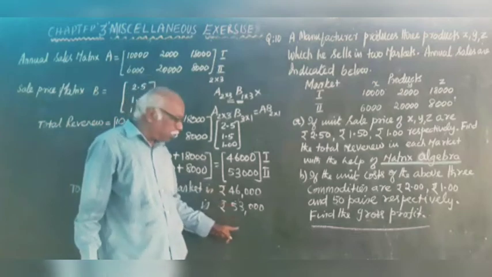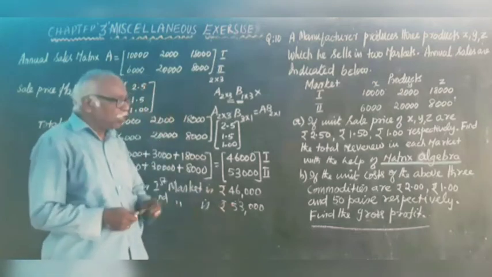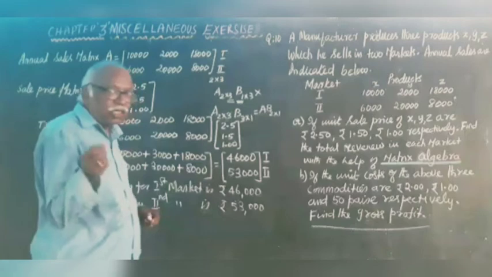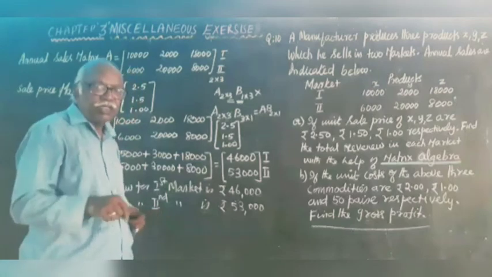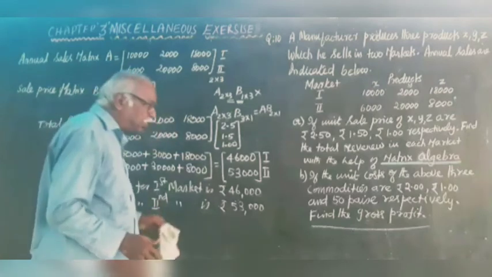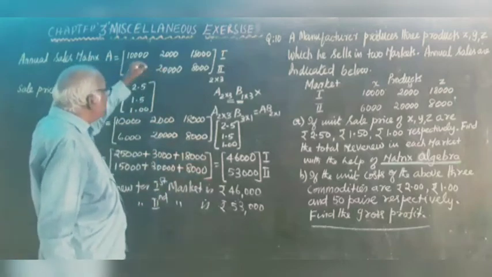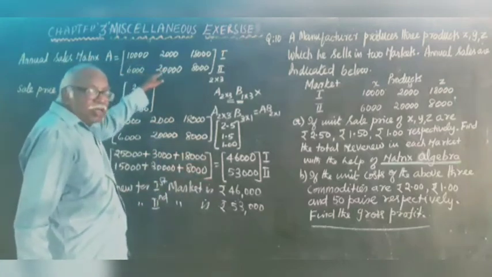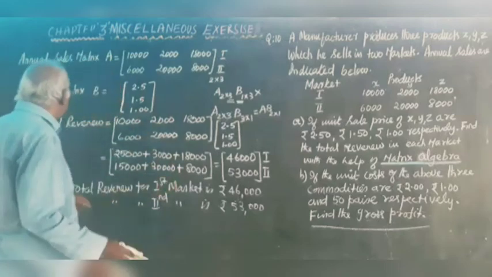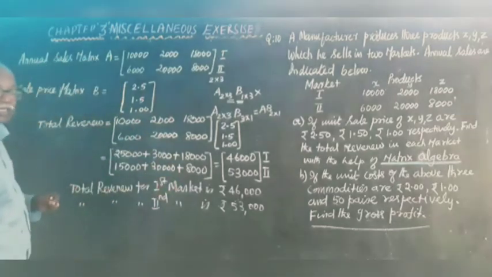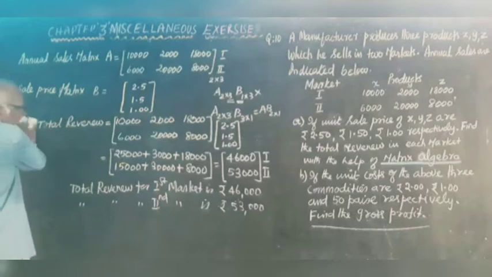Total revenue of the second market is rupees 50,000. Now we have to find the total cost of the first market and total cost of the second market. First we have to multiply the product matrix by the cost price matrix. So now we have to find the cost price matrix.